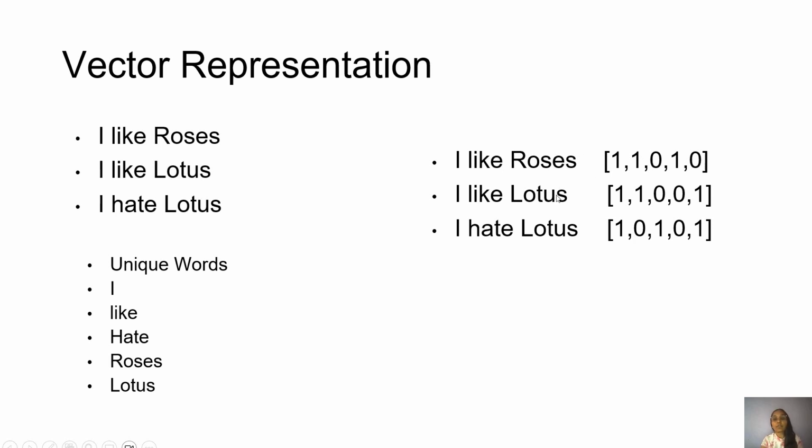Similarly, I like lotus will be 1 1, because there is no hate or roses, these two are zeros, and then because there is lotus, this will be 1.